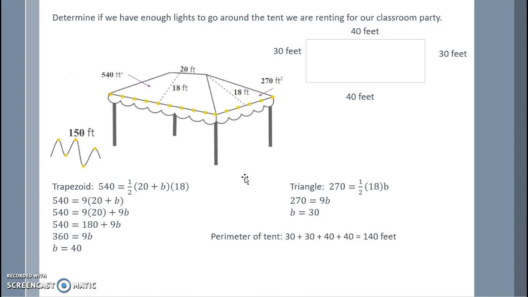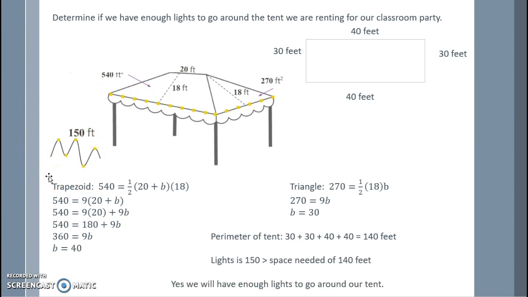Well, now we need to know the perimeter of the tent. So we add all of our sides up together, and we see that the perimeter is 140 feet. It looks like we have 150 feet of lights. So our lights are 150, which is greater than the space needed of 140 feet. So yes, we will have enough lights to go around our tent.